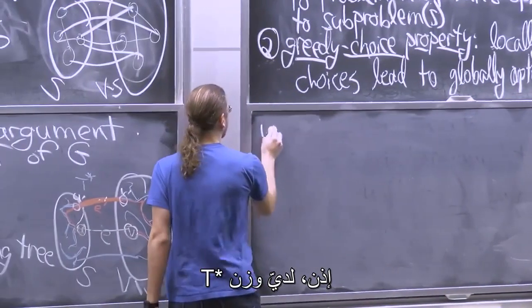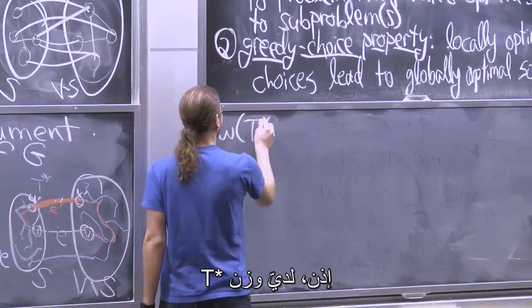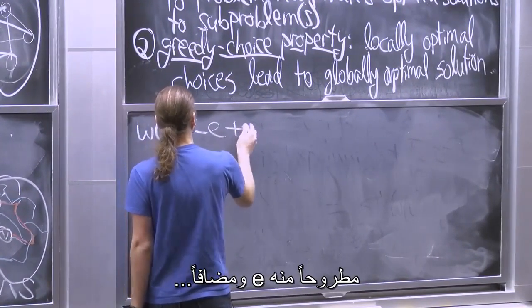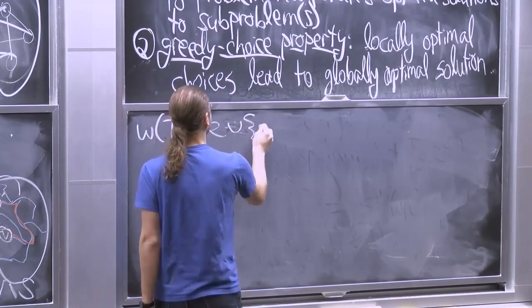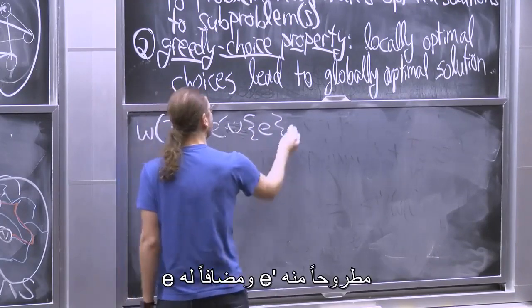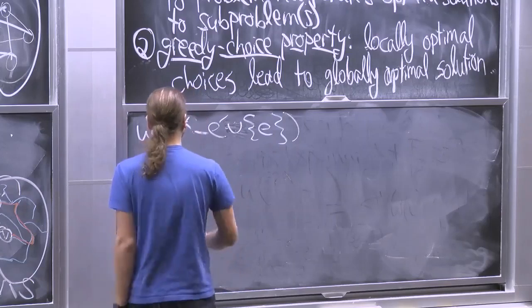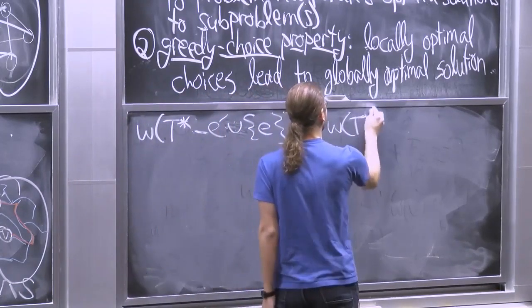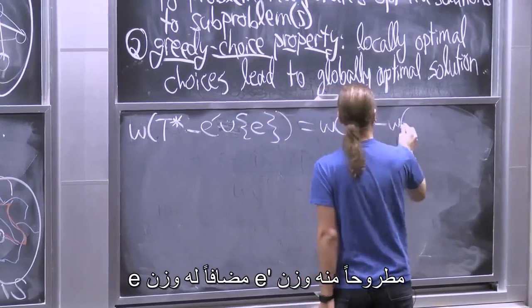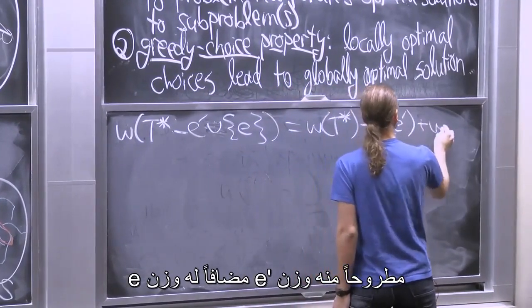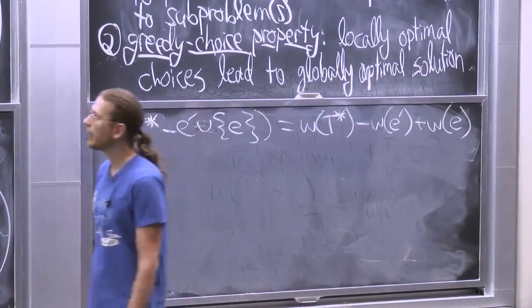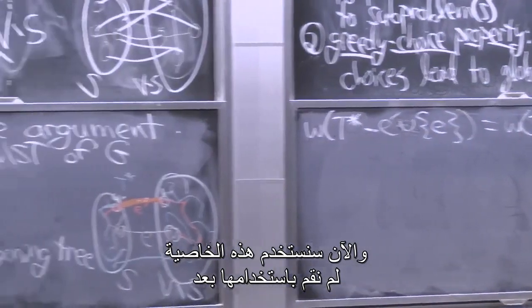So I have the weight of T star minus E prime plus E. By linearity, this is just the weight of T star minus the weight of E prime plus the weight of E. And now we're going to use this property. We haven't used that yet.